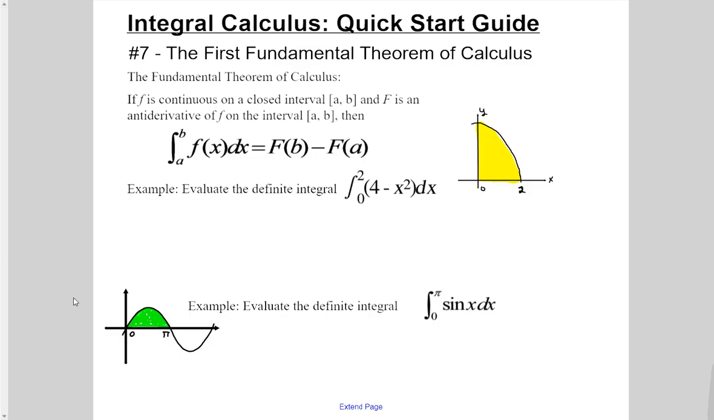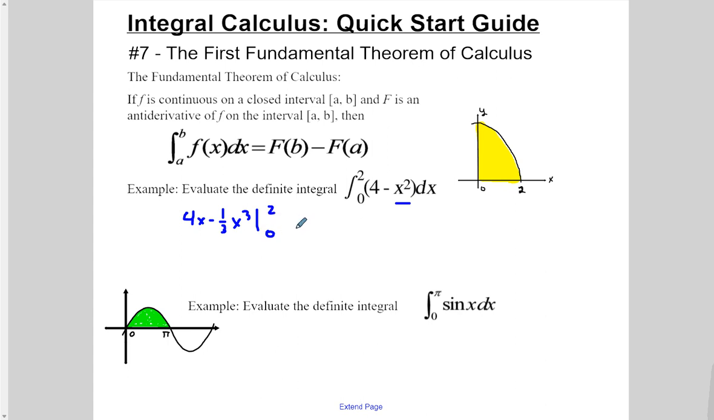So let's try this a couple of times. If I wanted to evaluate the definite integral from 0 to 2 of 4 minus x squared, I'm going to find my antiderivative of 4 minus x squared. The antiderivative in this case is going to be 4 times x minus 1/3 times x cubed, which is the antiderivative of x squared, remember? And I'm going to evaluate this from 0 to 2.